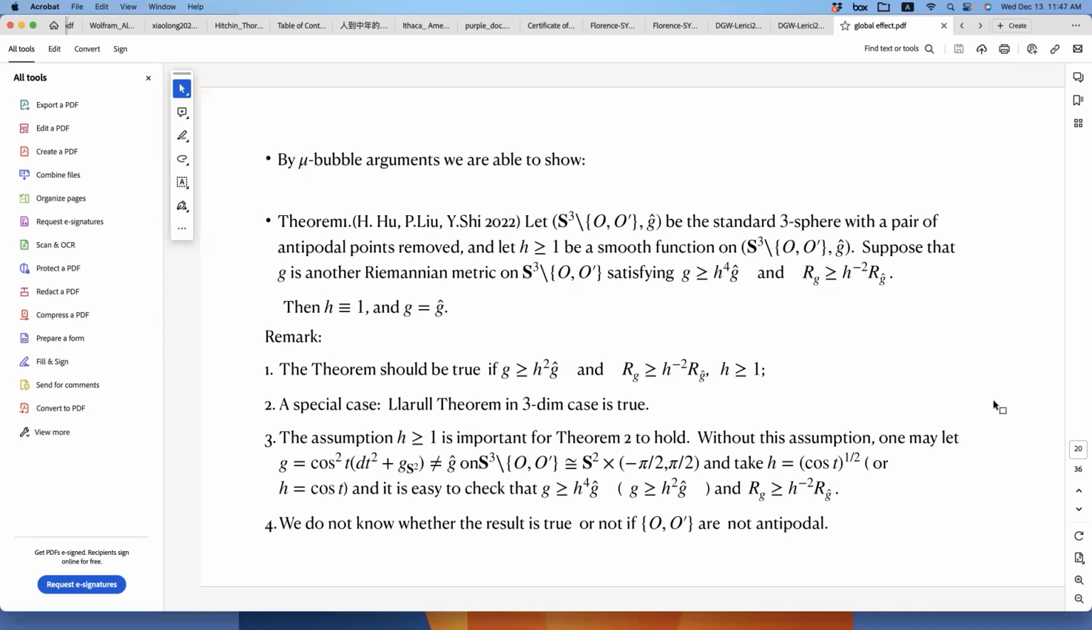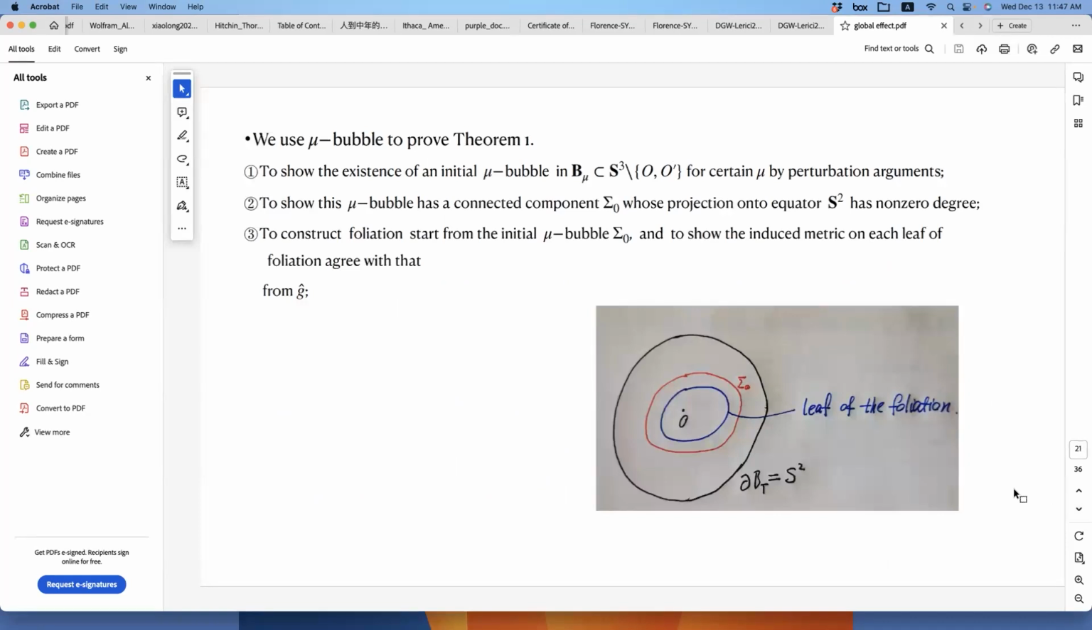We use the mu bubble argument to prove this Theorem 1. Now, the point behind the proof is that the standard 3-sphere can be regarded as a foliation by a family of mu bubbles. And each mu bubble is actually a geodesic sphere with center at the north pole. So we want to use this to show such mu bubbles also exist in the new metric.